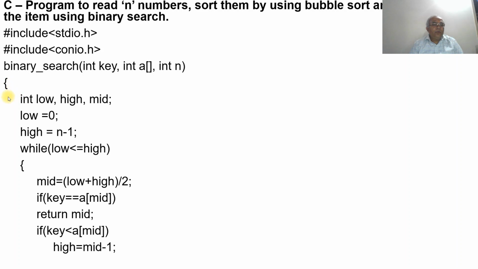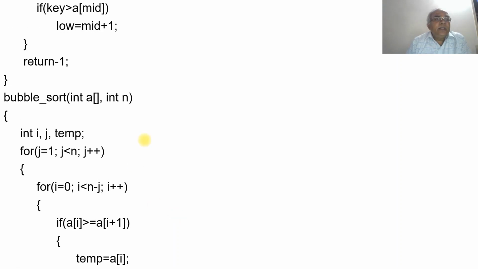Open the braces. low, high and mid are the integer variables. We initialize low equal to 0 and high equal to n minus 1. While low is less than or equal to high, open the loop, mid is equal to (low plus high) by 2. If key is equal to a[mid], then return mid. If key is less than a[mid], then high will be equal to mid minus 1. If key is greater than a[mid], low is equal to mid plus 1, and then close the braces.